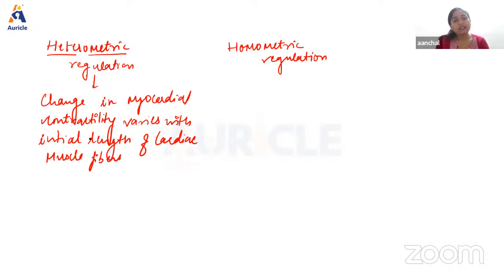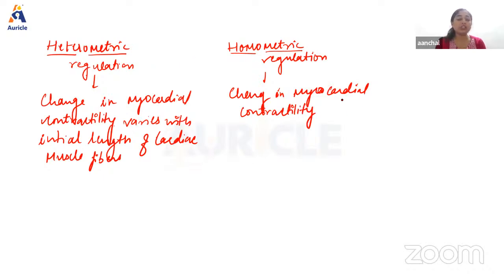Then another thing we have is homometric. Homo means same and metric means length. So here what will happen? There will be a change in myocardial contractility, but there will be no change in the muscle length. So you need to remember what is heterometric and what is homometric. In one, there will be a change in the myocardial contractility that varies with the change in the length of the muscle fiber. And here in homometric, there will be no change in the length of the muscle fiber.